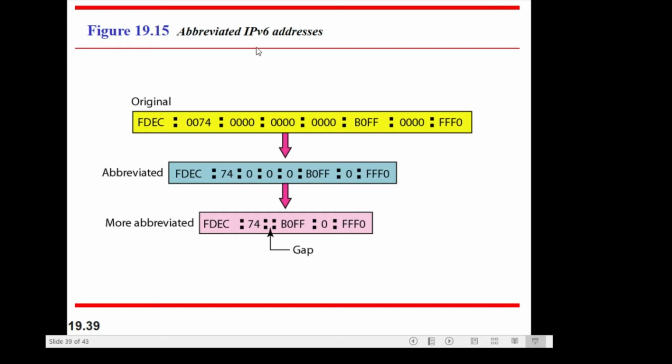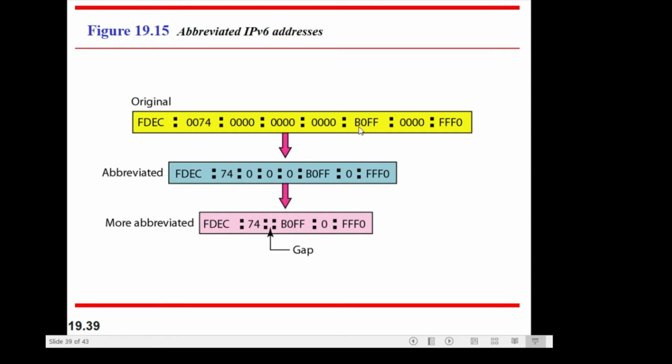So we can compress this original notation of IPv6 from the original to this one. We call it abbreviated. So the zeros we can simplify: if we have 0, 0, 0, 0, we can simplify using only one digit of 0. We also can remove leading zeros. Let's say here we have 0074, so we can write it as 74.